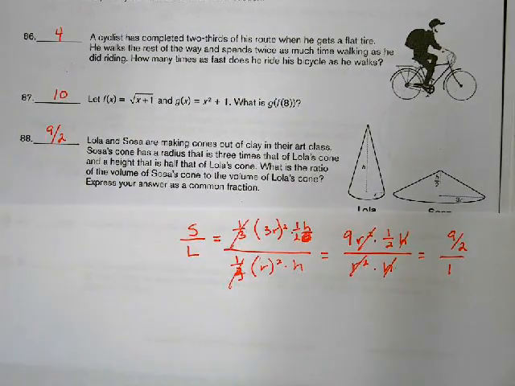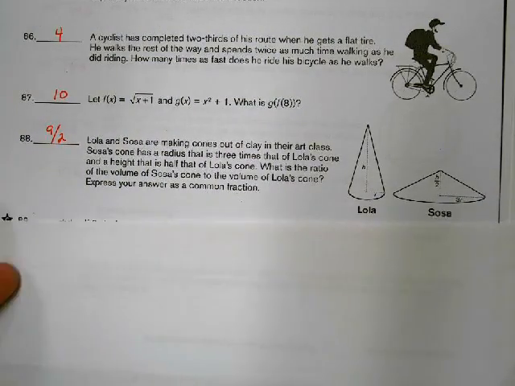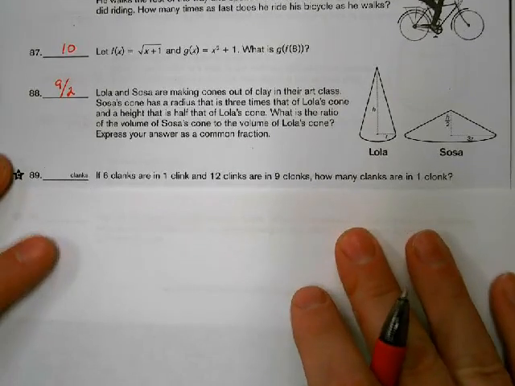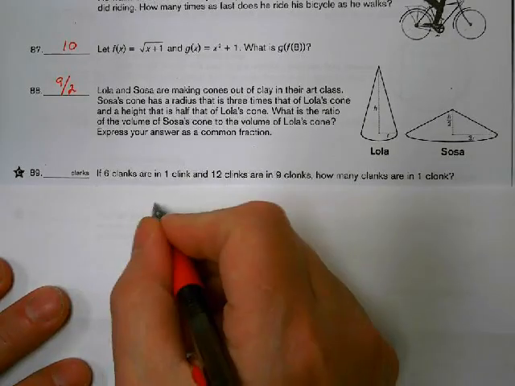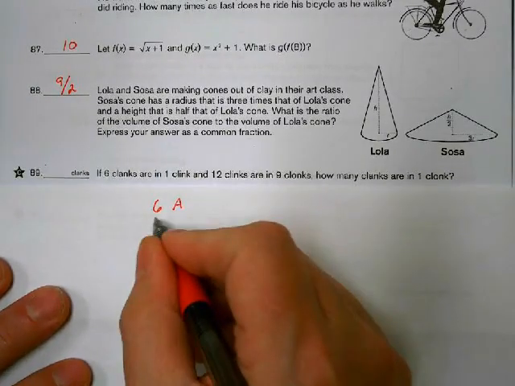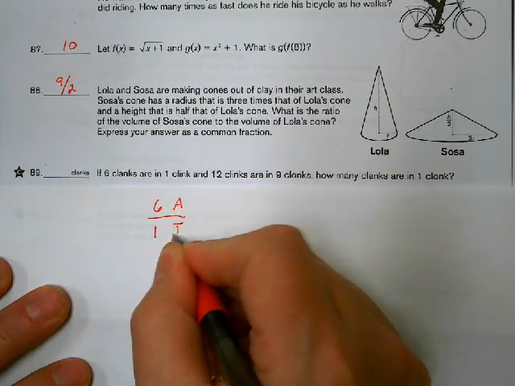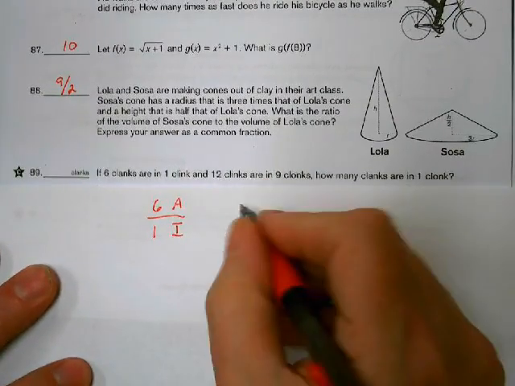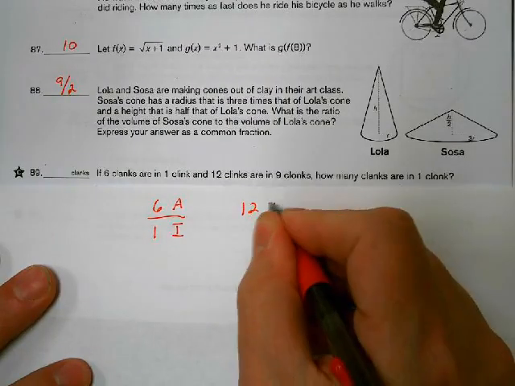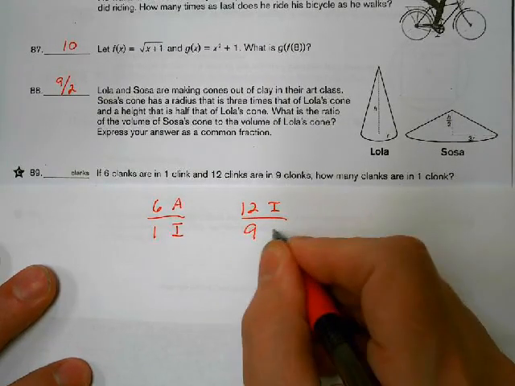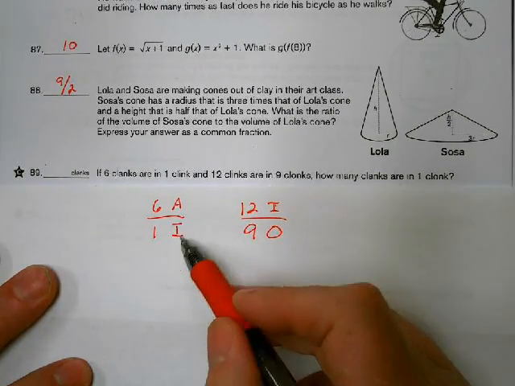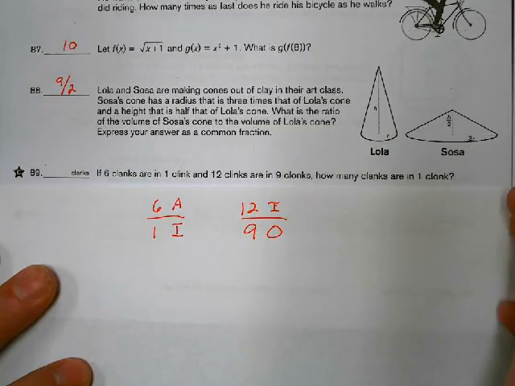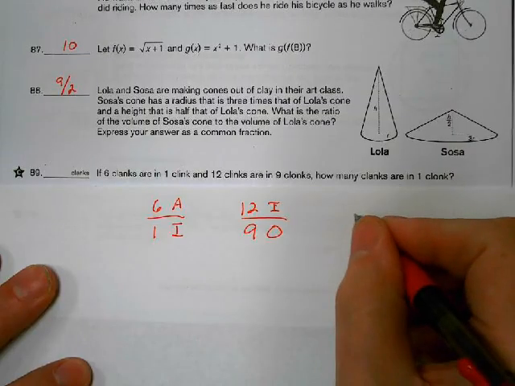Almost there. If 6 clanks are in one clink, okay, so I'm going to call this 6 A's for clanks, and 1 clink, I'm going to call those I's. And there are 12 clinks, those are I's, and 9 clonks, I'm going to call those O's. So these are clinks, clonks, clanks, clinks. How many clanks are in one clonk? Okay, so I want clanks as my answer, right?